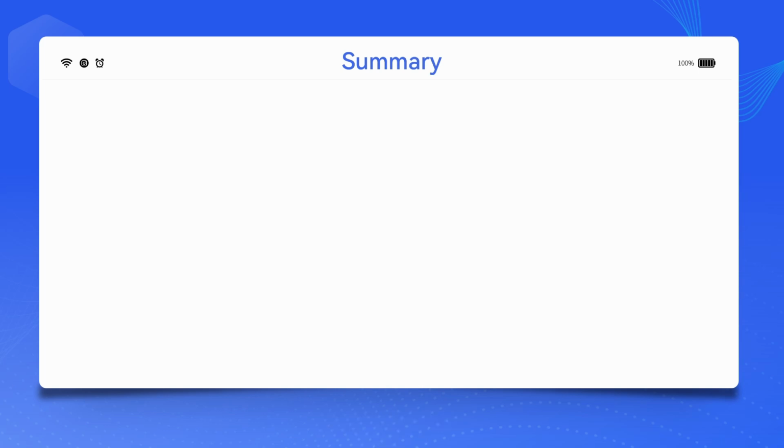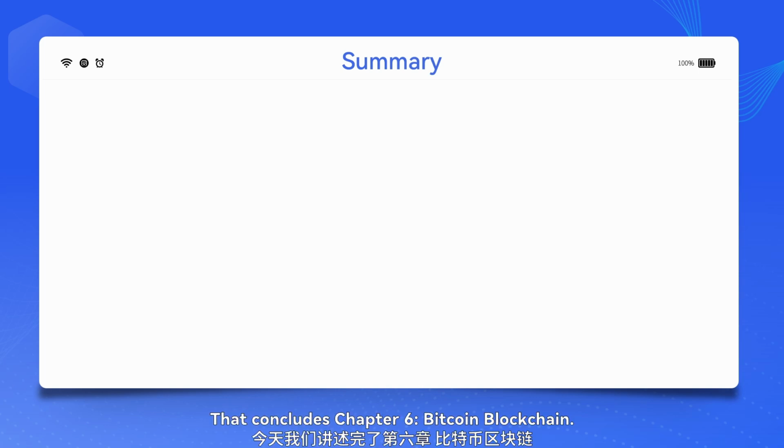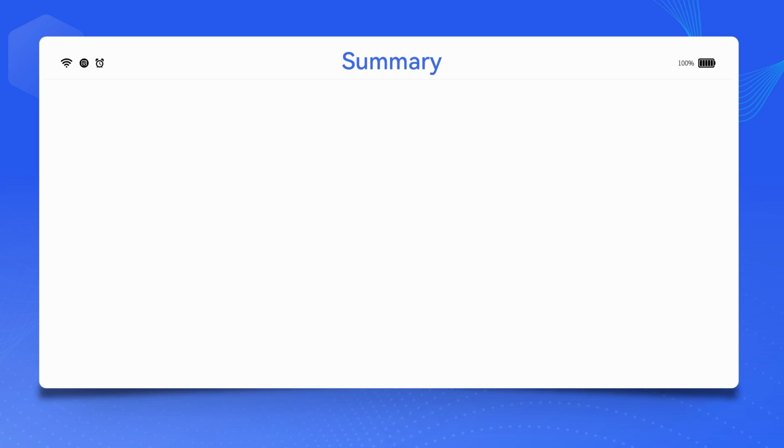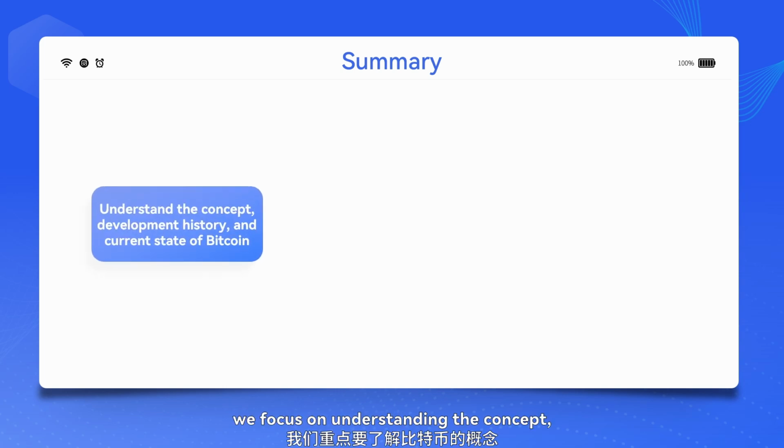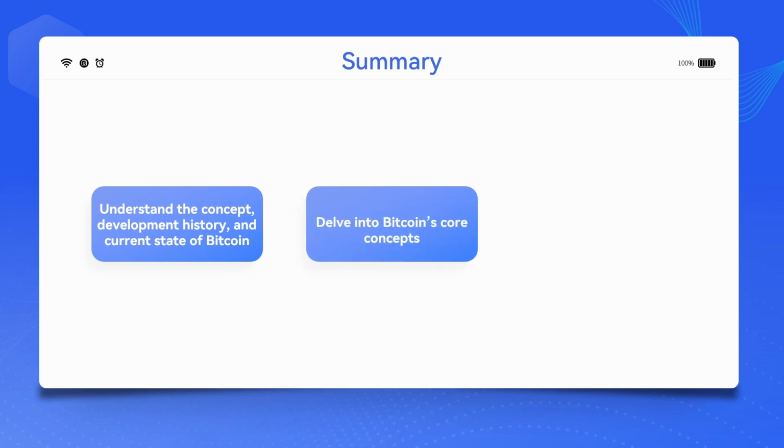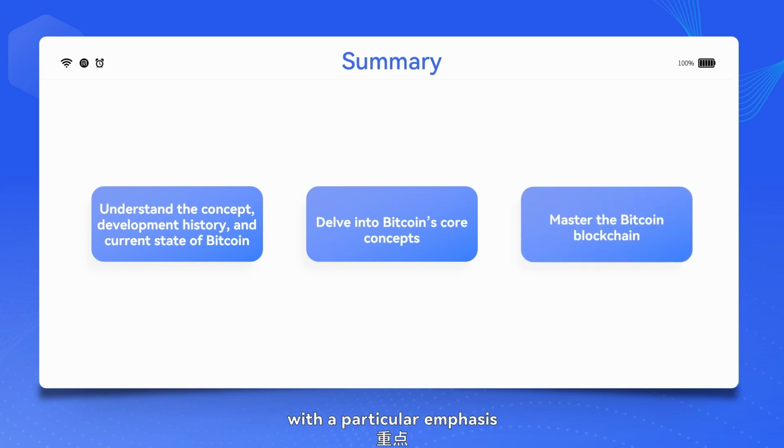Alright, everyone, that concludes Chapter 6, Bitcoin Blockchain. Let's now review the content of this chapter and summarize the key points. In this chapter, we focus on understanding the concept, development history, and current state of Bitcoin. Additionally, we delve into Bitcoin's core concepts, with a particular emphasis on mastering the Bitcoin blockchain.